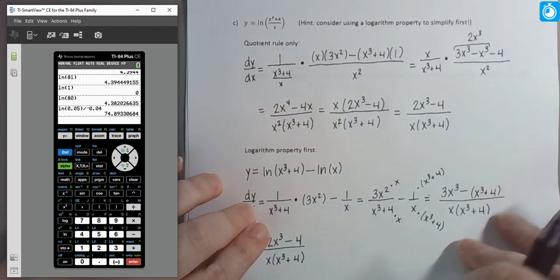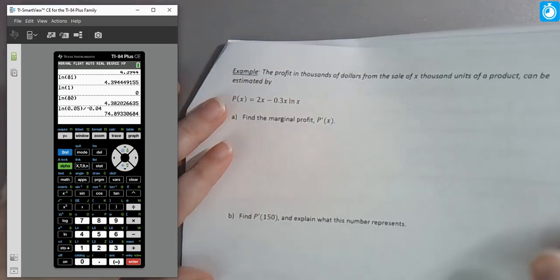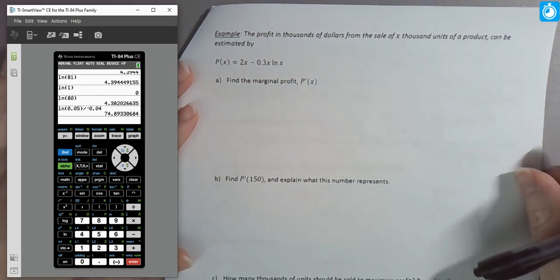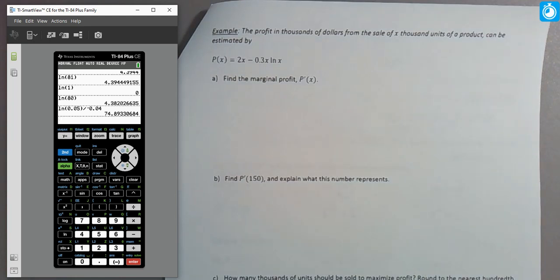So let's look at an application problem. Again, just as e to the x pops up in real life, so does the natural log, because they are so closely related. Okay, so the profit in thousands of dollars from the sale of x thousand units of the product, so pay attention to these units. So output is thousands of dollars, input is thousands of units sold. That can be estimated by the following function. P of x is equal to 2 times x minus 0.3x times the natural log of x.